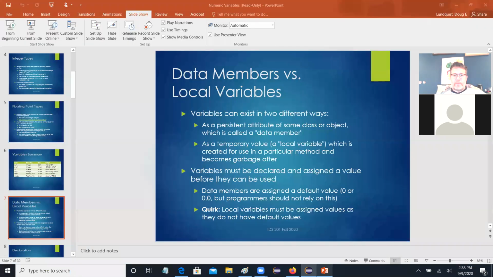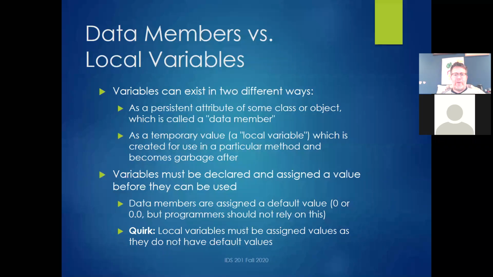So variables exist in two different ways. You can have persistent ones that are data fields, as long as the object exists, or if it's a class variable, as long as the class is in the program, which it always will be, that data is always there. If it only exists in a method, like the parameters we saw, then it's a temporary value. It only exists while the method runs. Once the method is done, it gets thrown away.